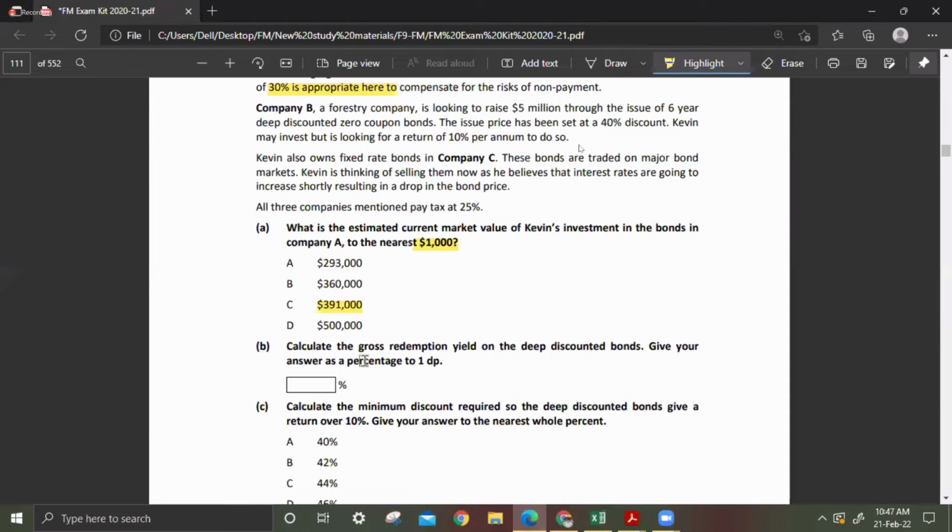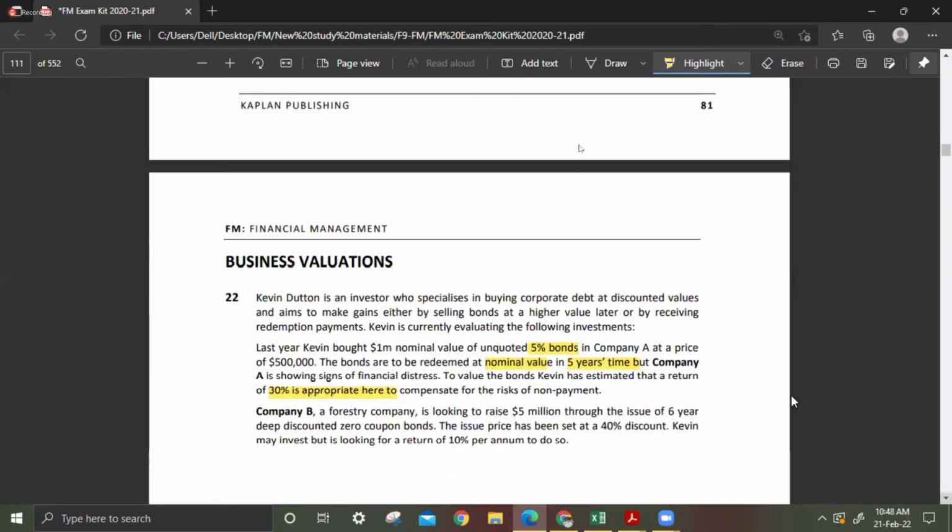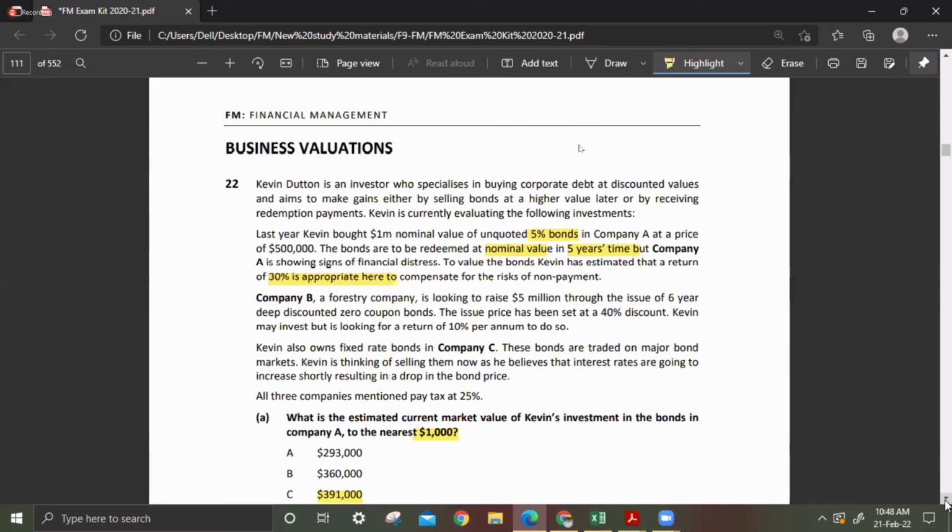What are they asking? Calculate the gross redemption yield on the deep discounted bonds. Now, what is the meaning of deep discounted bonds? So if you see in the question, I hope you guys have read the question. There are two types. Here they've told there is deep discounted zero coupon bonds. Actually, if you read your sources of finance chapter, you will know that deep discount bonds are different, zero coupon bonds are different. But of course, they are very similar to each other. They're not the same, but they're similar.